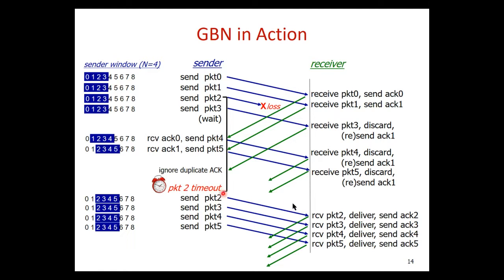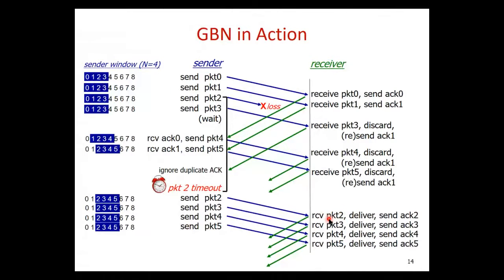So here you can see that it can be inefficient, right? Because 3, 4, 5 have been received, but they are discarded by the receiver, so the sender has to retransmit. Okay, now when it retransmits packet 2, let's assume that this packet 2 is now received okay.